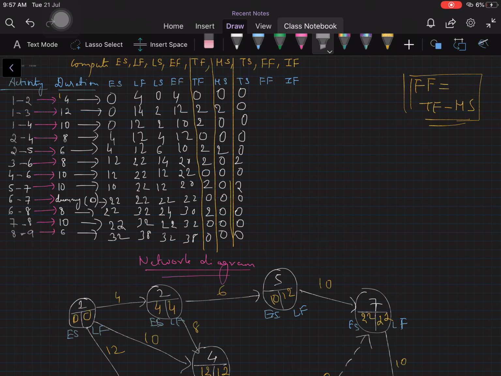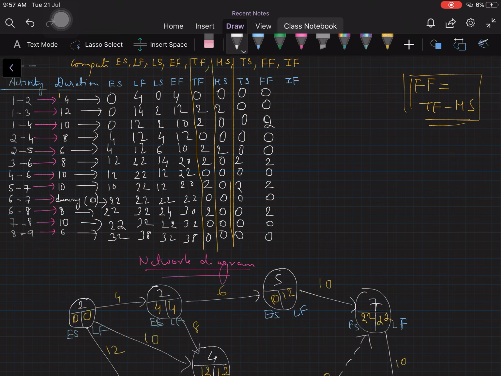Now let's find that. So easy, because they are next to each other. So 0 minus 0, 0. 2 minus 2, 0. 2 minus 0, 2. 0 minus 0, 0. 2 minus 2, 0. 2 minus 0, 2. 0 minus 0, 0. 2 minus 0, 2. 0 minus 0, 0. 2 minus 0, 2. 0 minus 0, 0.